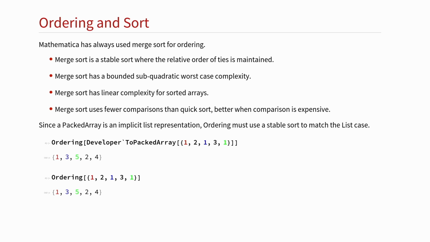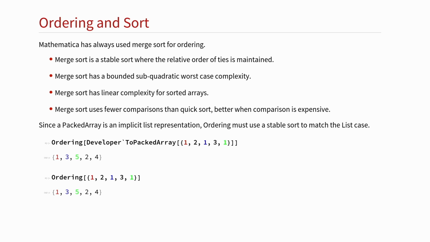One change that we've made is to sorting. Mathematica has always used merge sort as its basic sorting algorithm since the very beginning. Never really implemented anything else. The reason is merge sort is a stable sort, I'll explain what that means in a minute. It has a bounded subquadratic worst case complexity. It has a linear complexity for sorted arrays.